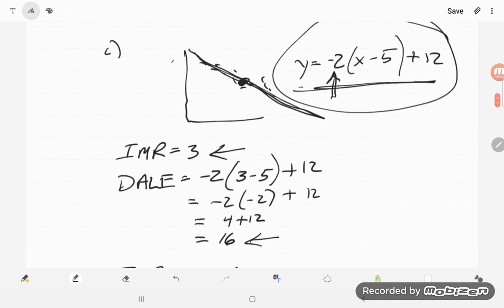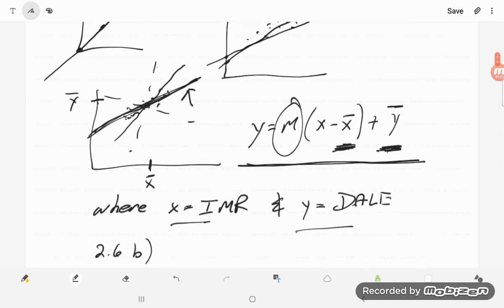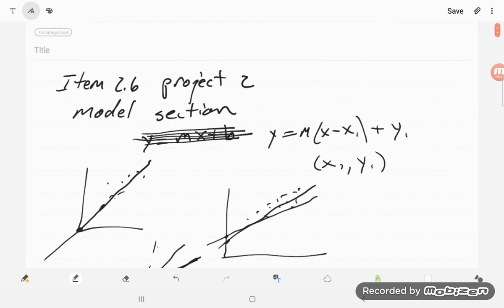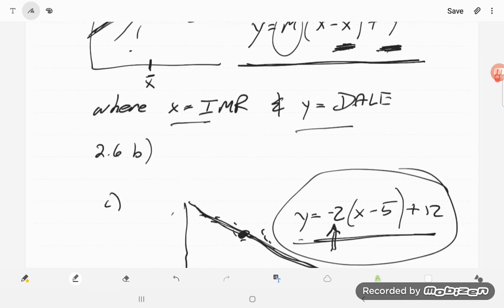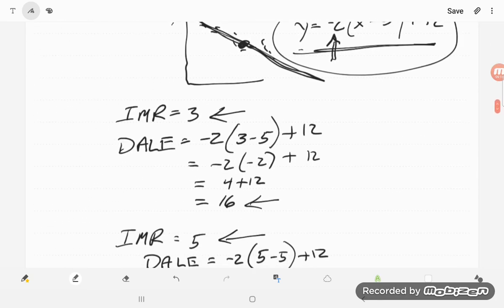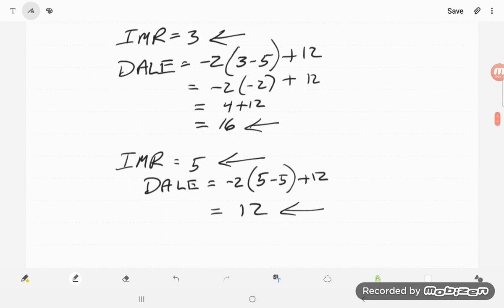Okay, so that's kind of item 2.6. My idea for this video was not to just go through and list what answer you should give, but to give you that background so you can try to put it in your words. But hopefully that can help you out with item 2.6.